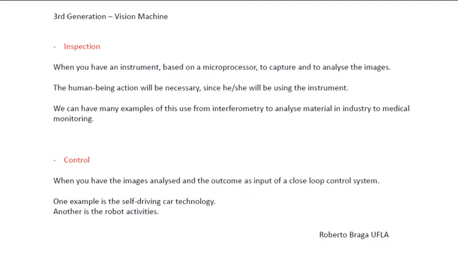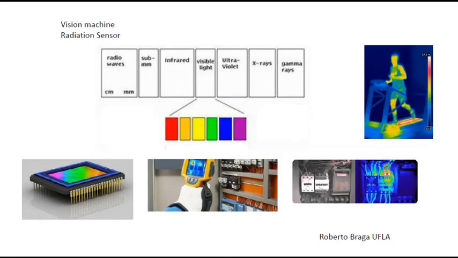The revolution in digital electronics, for example used in digital cameras and microprocessors, represents today the basis of the machine vision that is used to inspect and to control systems. Some examples of inspection can be seen in this slide with different applications. Here is the case of hot area sensors in human beings or in electric circuits.